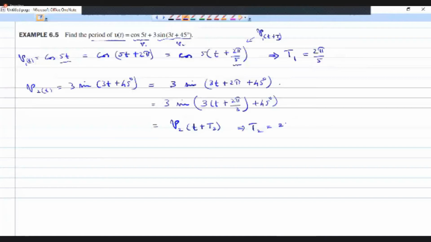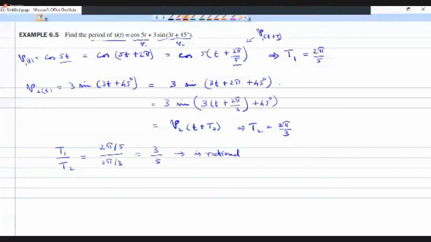Now what is the next step? You should check the ratio of T1 to T2. What is T1 by T2? T1 is 2 pi by 5 and T2 is 2 pi by 3. So we can see that it is the ratio of integers 3 and 5. So T1 by T2 is equal to 3 by 5. So this is a rational number, right? So this is rational. Am I right? Because it's a ratio of two integers. Hence, V of t is periodic.